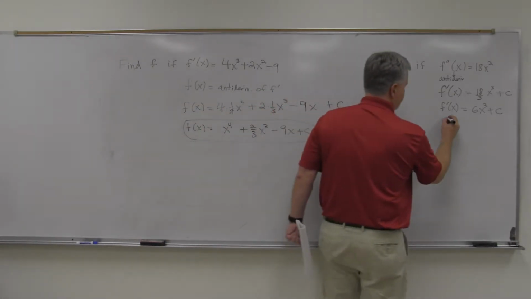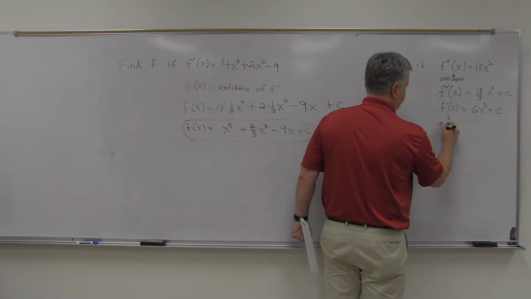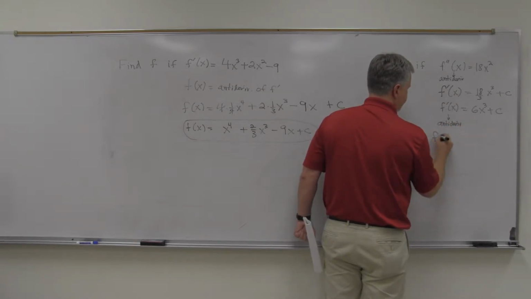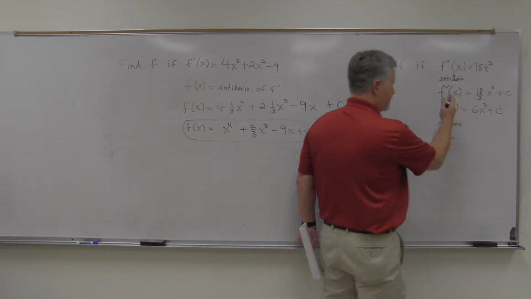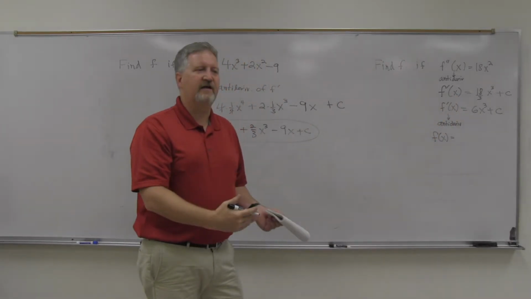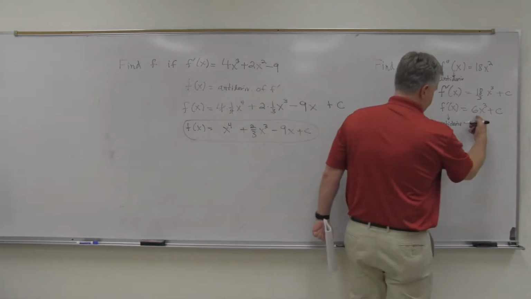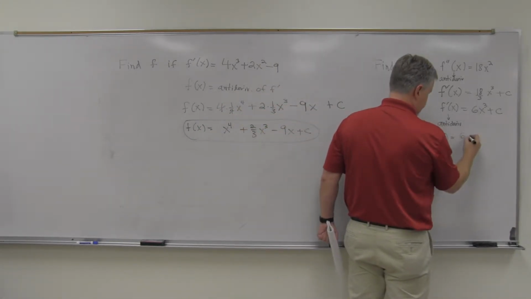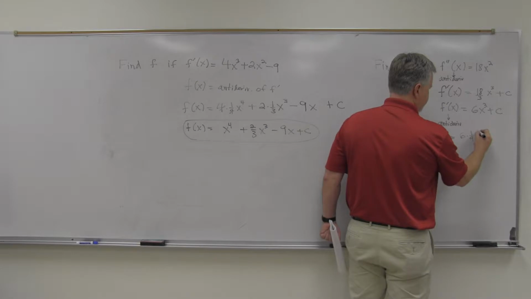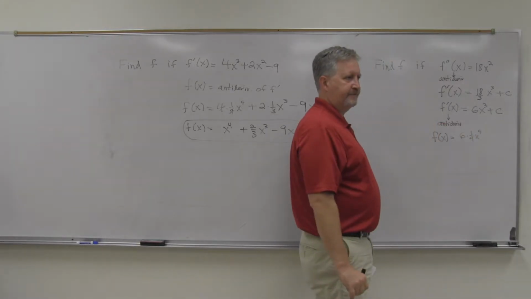So I want to do an antiderivative again to get to my function. So now I've got the first derivative, so I do the antiderivative, it gives me the function f. Well, what is function f? Well, it'll be 6 times 1/4 x to the 4th, right?